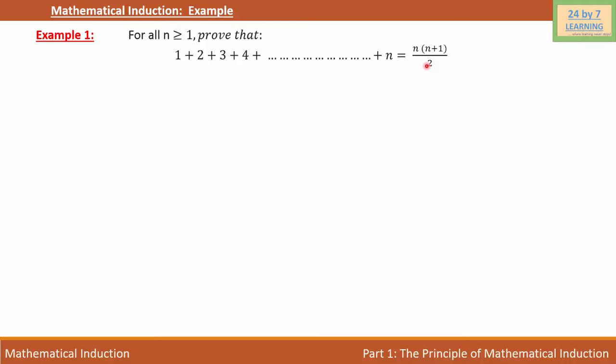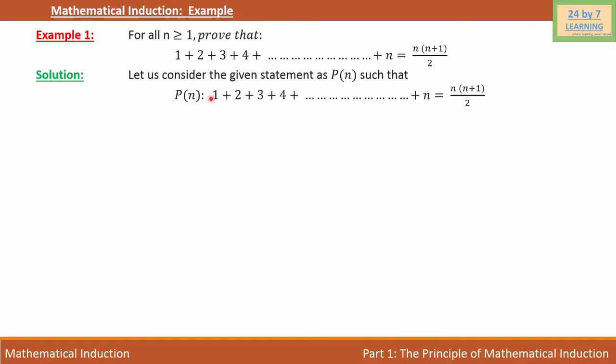In order to solve this question, I'm going to consider that this statement is Pn. So I will write Pn says that 1 + 2 + 3 + 4 + ... + n is equal to n times (n + 1) over 2. I'm going to use the principle of mathematical induction to solve this question.